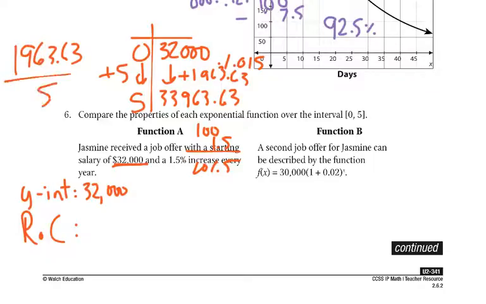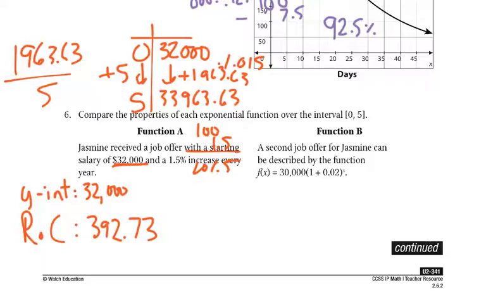So the y-intercept is 32,000, and the rate of change is that 1963.63 over 5, which gives us about 392.73. So every year she's making about $392 more, according to this average rate of change.